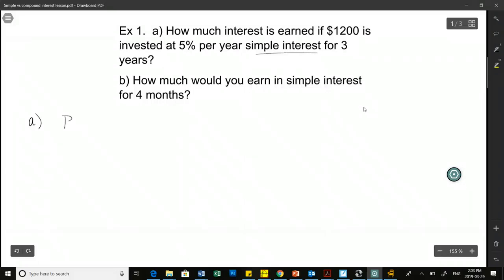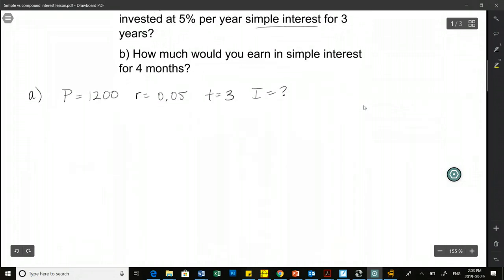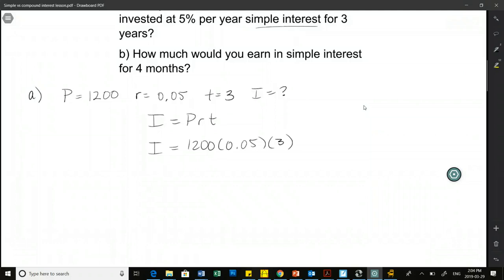So the principal amount that we put in is $1,200. R, interest rate as a decimal, is 0.05. T, time in years, is 3. And the final interest value is I, and that's what we're looking for. So we're going to plug into our I = PRT formula. This should be really straightforward. Yeah, that's right, it's easy. Okay, and then just multiply.